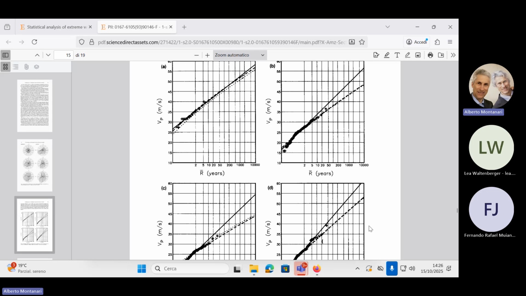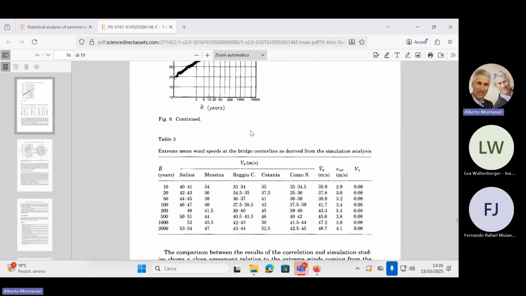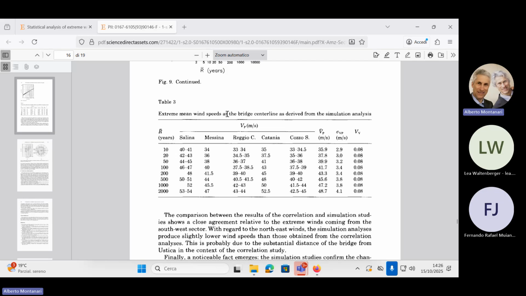When you compare ground observations with climate models, it's a bit tricky, and he will explain to you tomorrow, or as I said, I give you the link and you can go through the slides. He will explain why the values that he will extract under climate change are lower than those that you see here. Not much lower, but a bit lower, okay? He will explain that. Okay, and here you see the extreme mean wind speeds at the bridge center line from the simulation analysis.